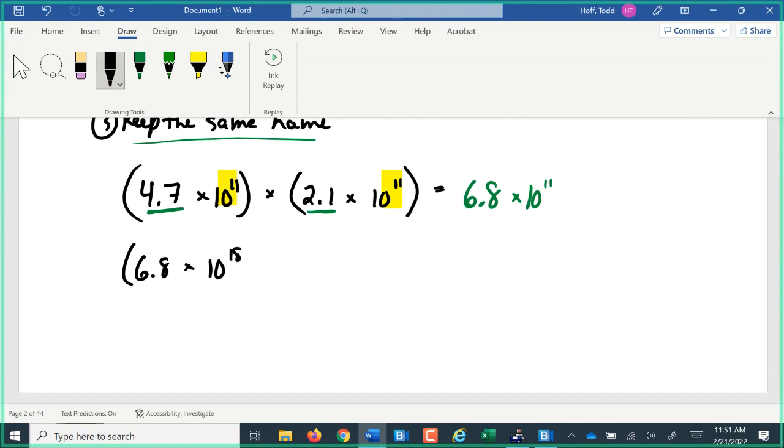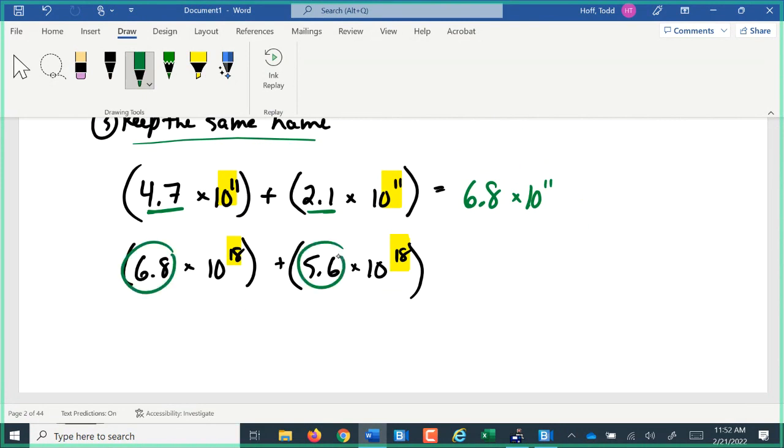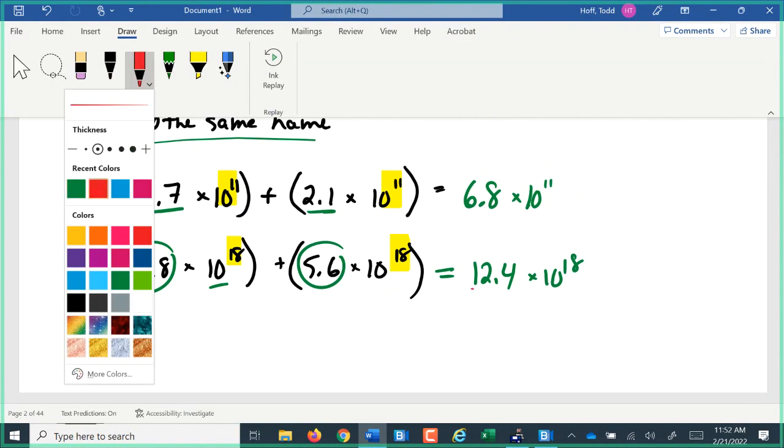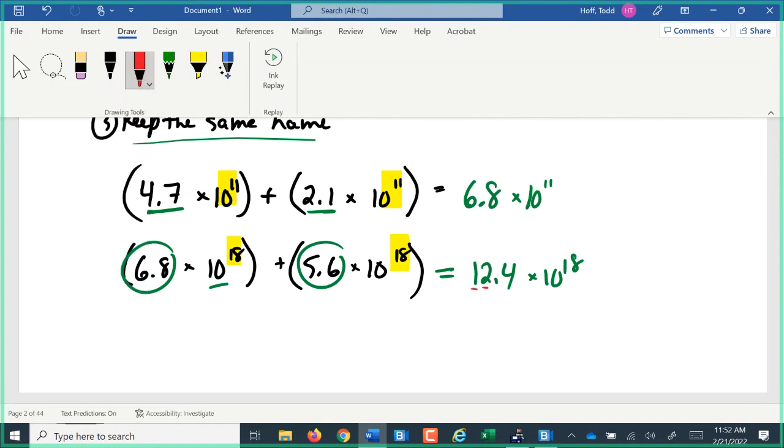6.8 times 10 to the 18th plus 5.6 times 10 to the 18th. Once again, we have the same name, 10 to the 18th. So we can go ahead and add those. We'll combine our counts. 6.8 plus 5.6, I believe that is 12.4. Now we keep the same name, so times 10 to the 18th. We have a little bit of an issue here. We have two digits in front of the decimal point. And remember, proper scientific notation only has one digit in front of the decimal point.